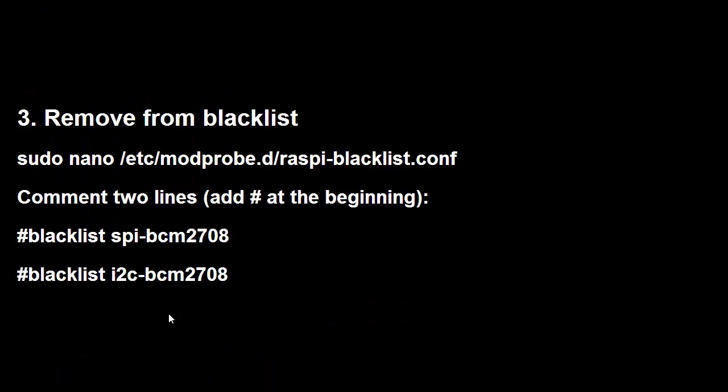Next step, install I2C tools. It will be very useful to debug and everything. So you must type sudo apt-get install python-smbus and i2c-tools. And the last step is to remove I2C from the Linux blacklist by editing the raspi-blacklist.conf file. You just need to comment out these two lines by adding a hash at the beginning.